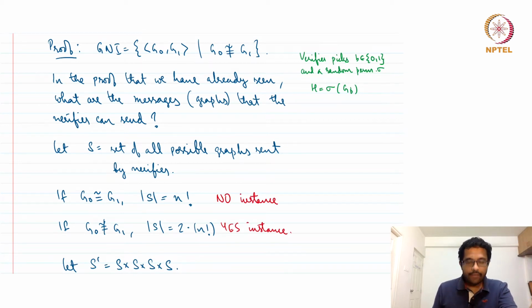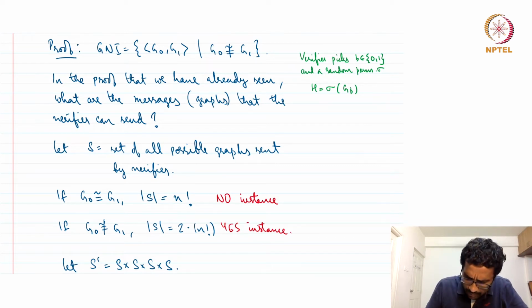So the set of graphs that could be sent by the verifier is just the permutations of that one graph. There are n factorial ways to permute a graph, or permute the vertices. Permutation is just a reordering or relabeling of the vertices. So there are n factorial different graphs that the verifier could send.